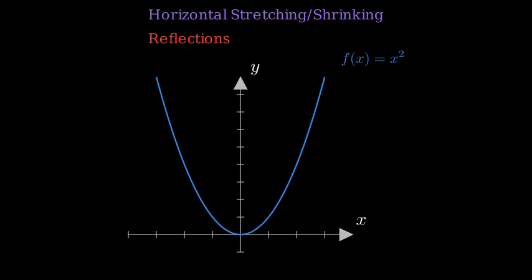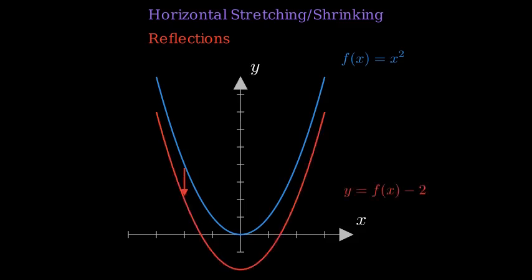Similarly, when we subtract a constant c, the graph shifts downward by c units. For example, y equals f of x minus 2 shifts the graph down by 2 units. The point rule becomes replace (x, y) with (x, y minus 2).